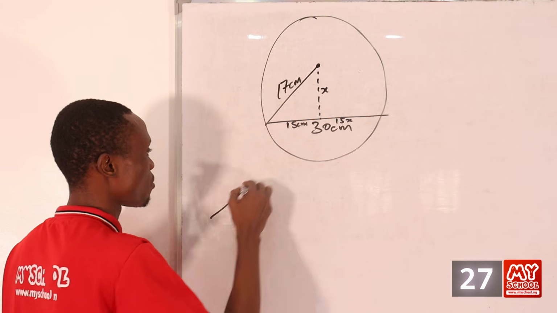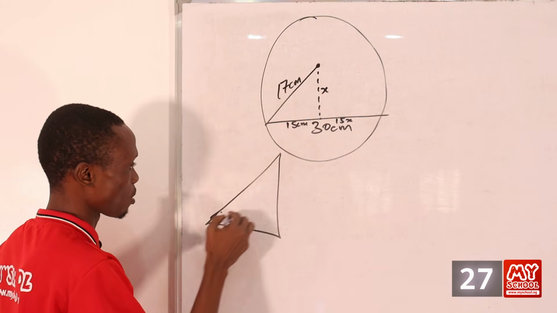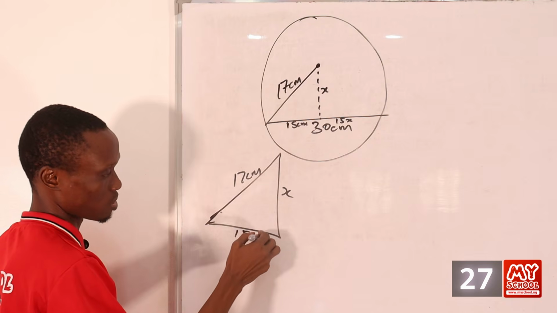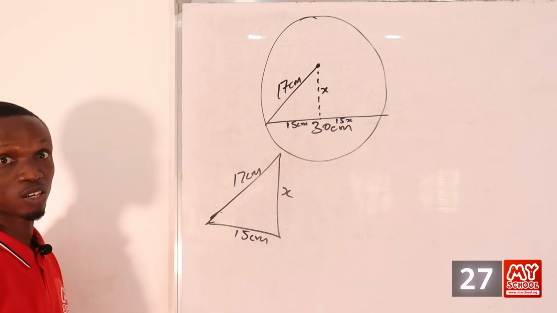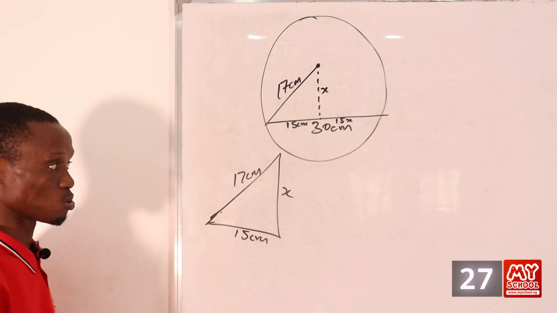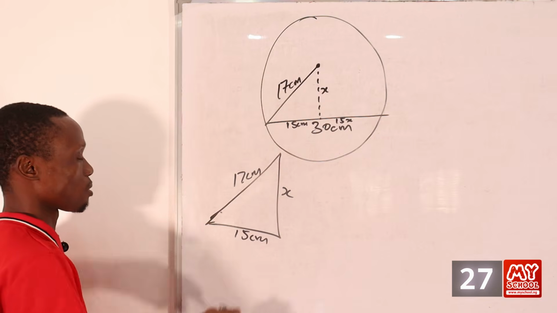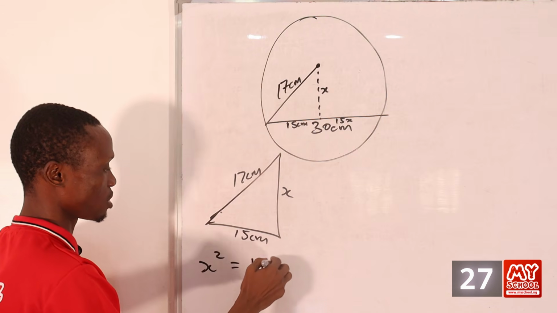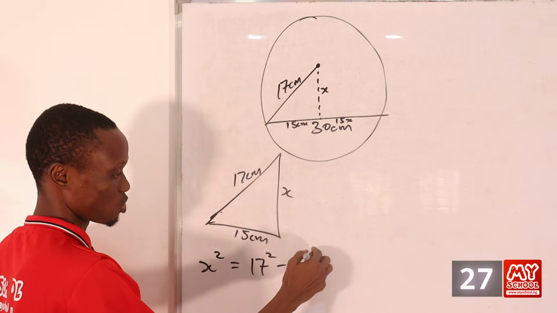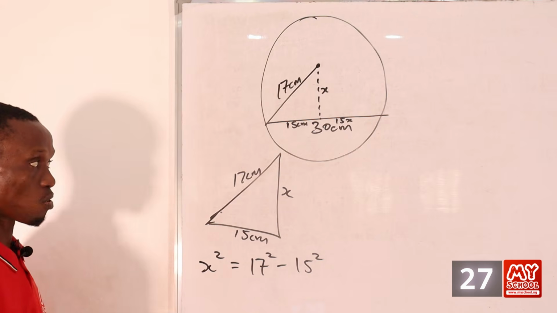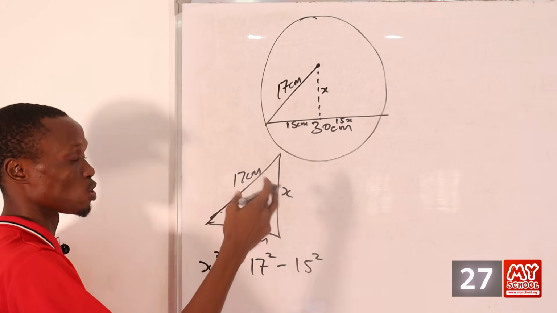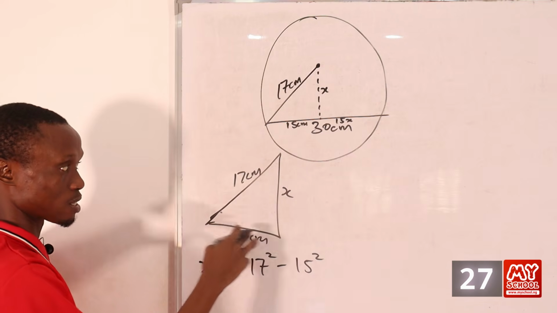So this is like having a right-angled triangle. So here is X, here is 17 centimeters, and here is 15 centimeters. So to get the value of X, we just apply Pythagoras theorem, right? So X squared is equals to 17 squared minus 15 squared. That is when we apply Pythagoras theorem: the square of the hypotenuse is equals to the sum of the squares of the opposite and the adjacent, right?